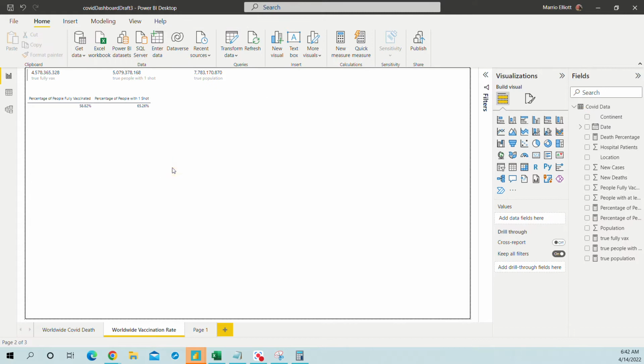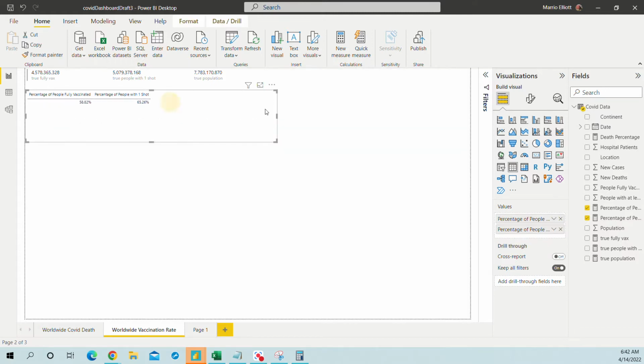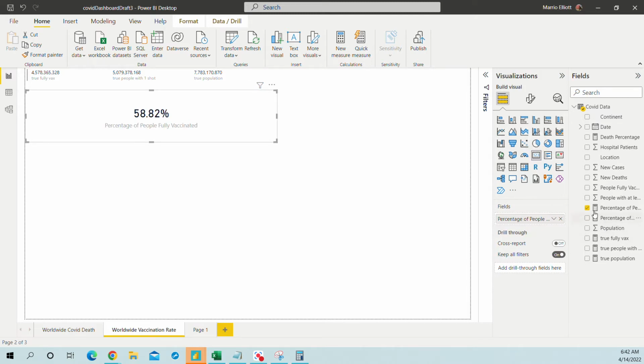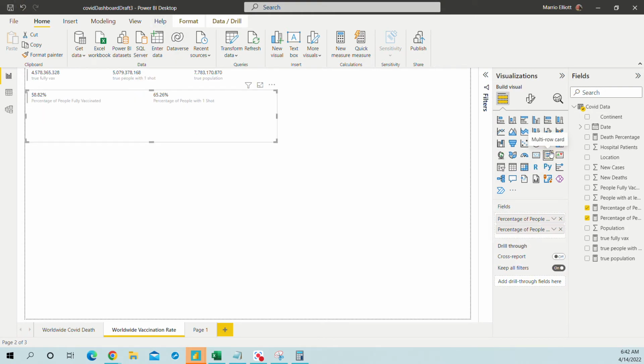So I think this is the table one. I don't want the table one. Let's change that to the card. Whoops. Multi-row card. So undo, and then multi-row card. There we go.